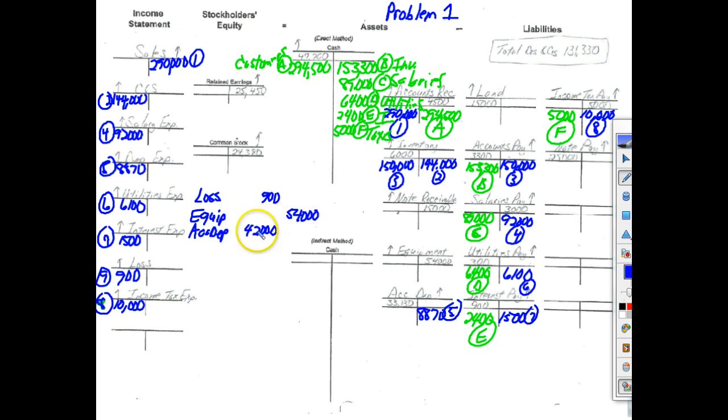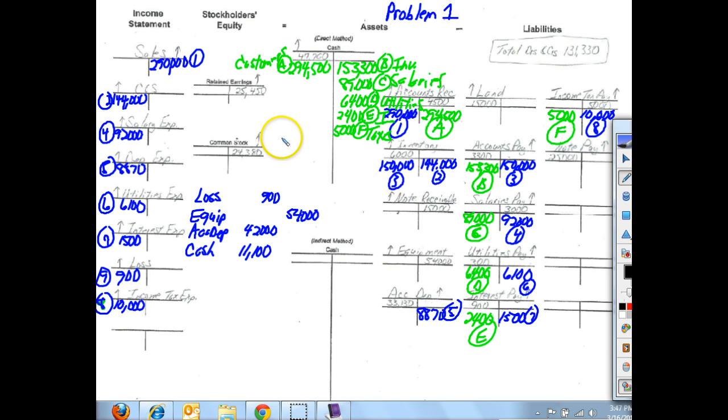So they gave up equipment with these two accounts. Cash would have come in, and the difference was a gain or loss. So I'm going to add up the debit, subtract that from the credit. Cash must have been $11,100. Okay, and that would be an investing activity.